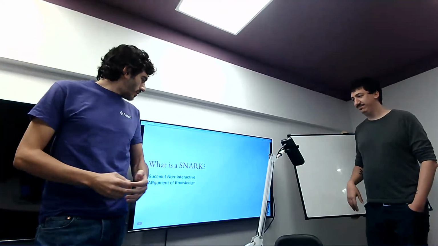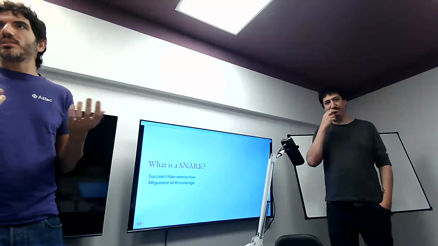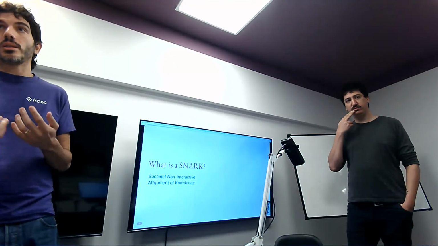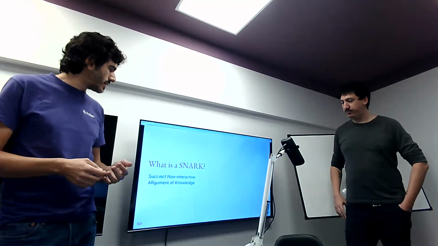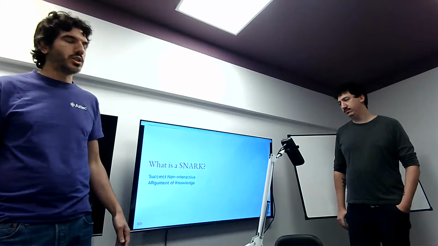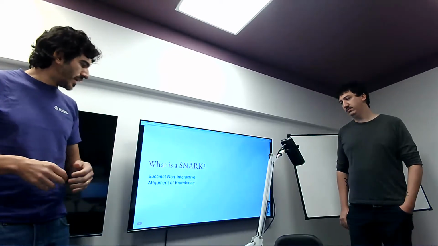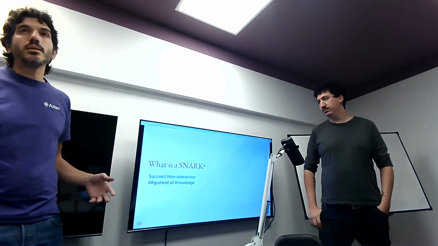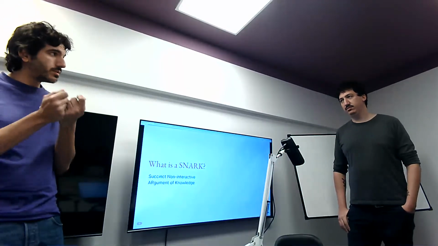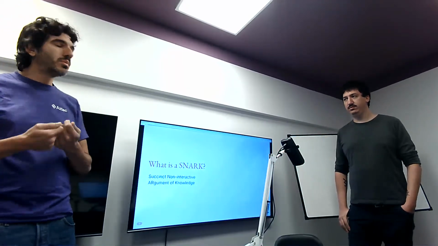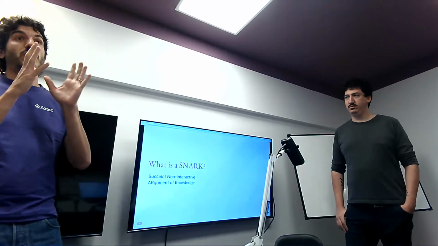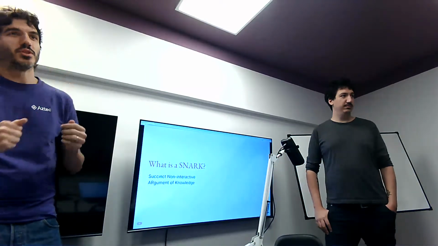So what's a SNARK? These terms usually go hand in hand, and sometimes they're interchanged, even though they're different things. SNARK stands for Succinct Non-Interactive Argument of Knowledge. Let's unbundle this. Succinct means that it's small. When I'm creating a proof, that proof must be small in size and, most importantly, very fast to verify. Succinct, sucinto, corto, chiquito, pequeño, small, basically.